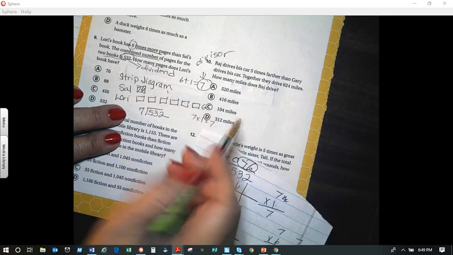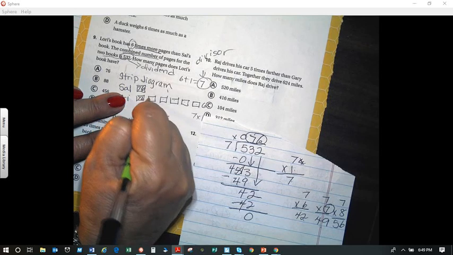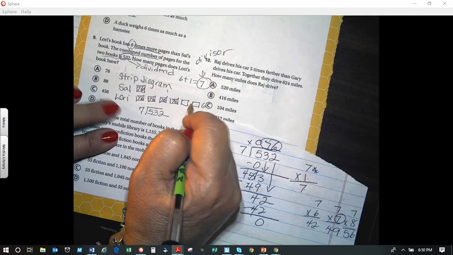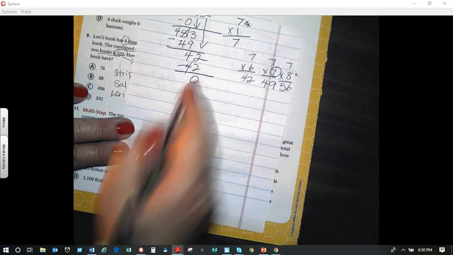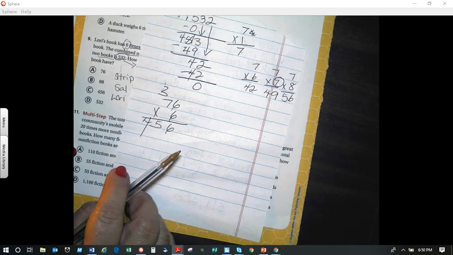She has 1, 2, 3, 4, 5, 6 times as much. So we know that each box represents 76. So what would be my equation to find out how many more Lori has than Sal? That's right, I'm going to multiply it out. So I'm going to put it right here. 76 times 6, that's 36, 42, 43, 44, 45. So Lori has 456 pages.